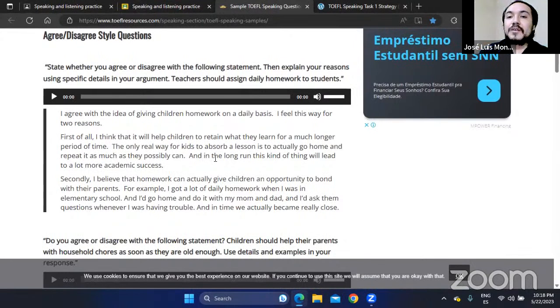All right, so this is what they gave us as a response that again we can use as a model. We can take some ideas from this element to again give an answer in this type of question: agreement or disagreement. Okay, so let's listen. Let me know if you can listen to this correctly. Okay.